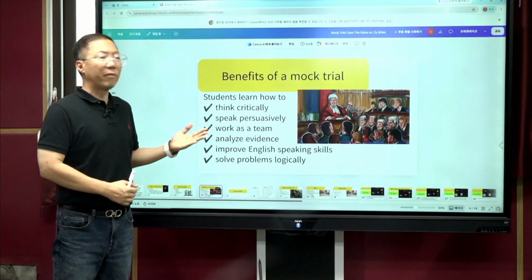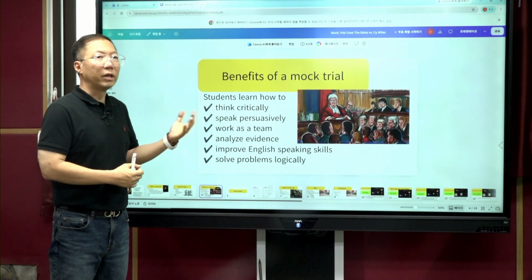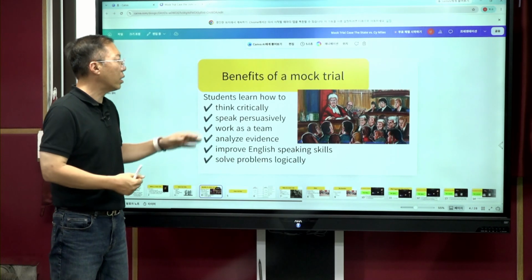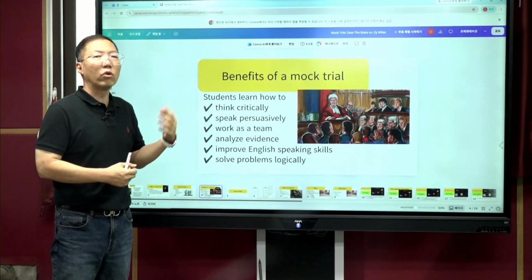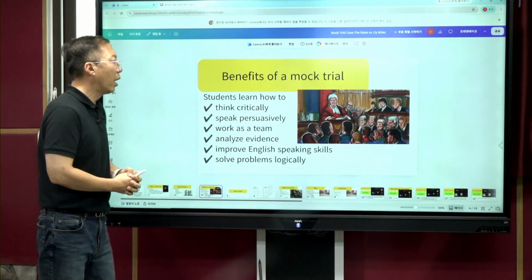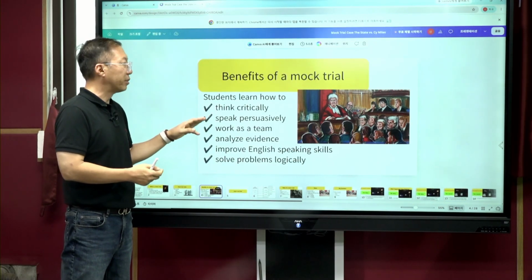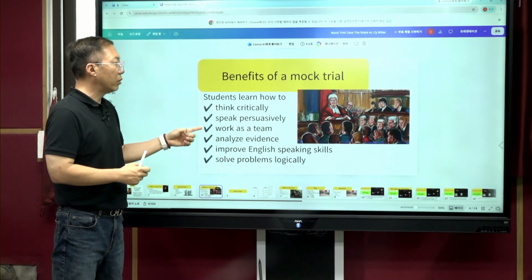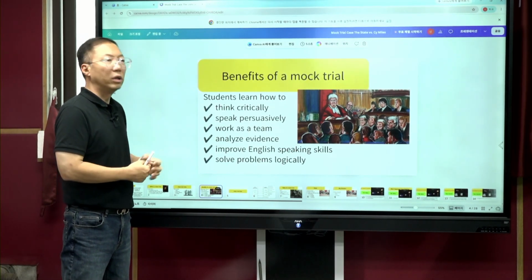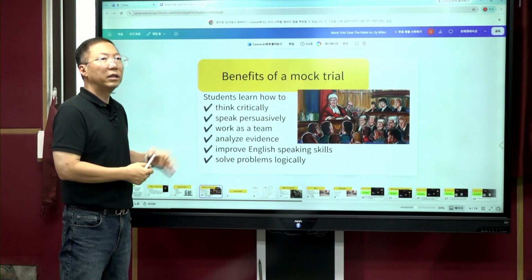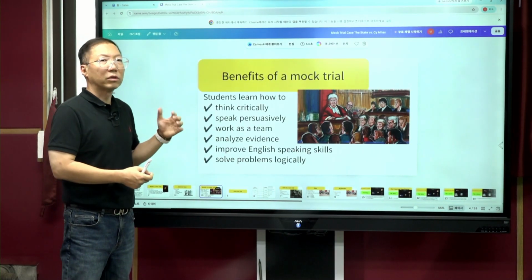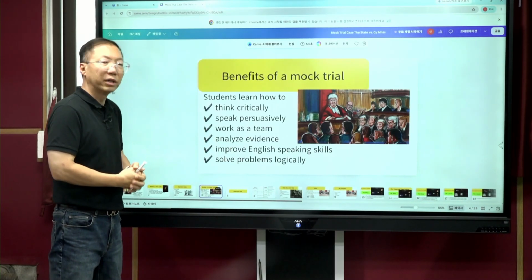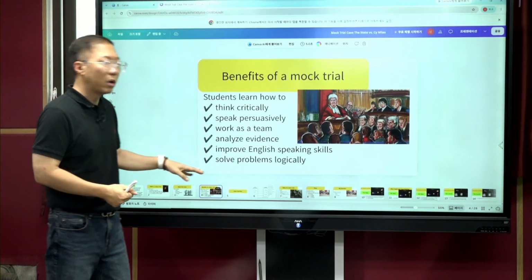So there are several benefits of mock trial. Throughout engaging with this mock trial, students will learn how to think critically, and learn how to speak persuasively. There will be a lot of speaking in front of many people, and you will learn to speak persuasively to them, and we will work as a team. So you will learn team spirit, and you will do a lot of analyzing of evidence. And since this is an English mock trial, everybody will do this trial in English. By doing this, you can improve your English speaking skills and also learn problem solving skills.